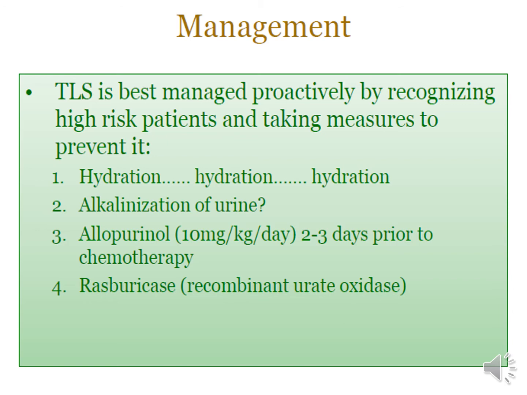Using allopurinol is also of value, especially 2 or 3 days before starting chemotherapy, because allopurinol is known to decrease the formation of uric acid. But what if the uric acid level is already high? We have to give what we call rasburicase, which is considered a urate oxidase.